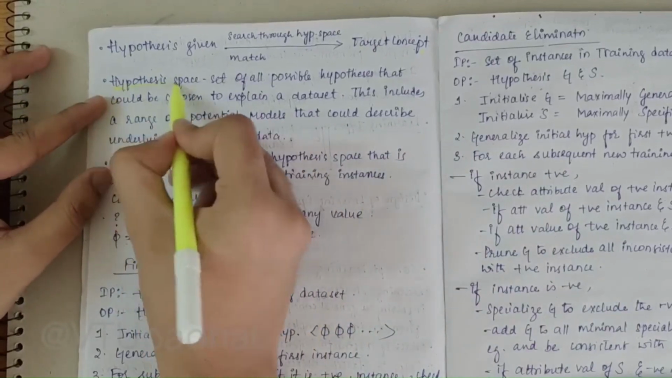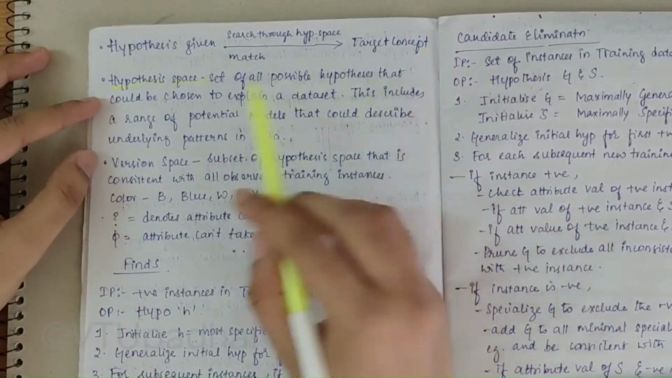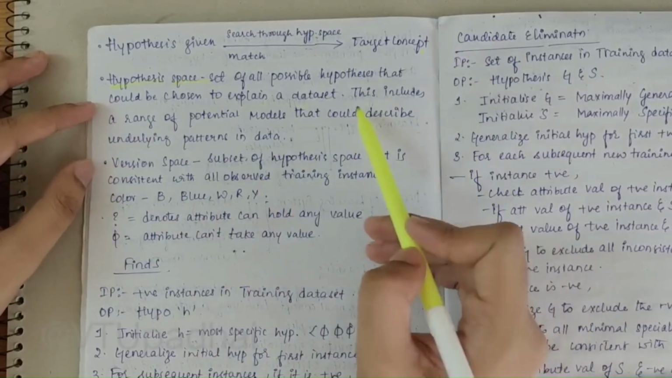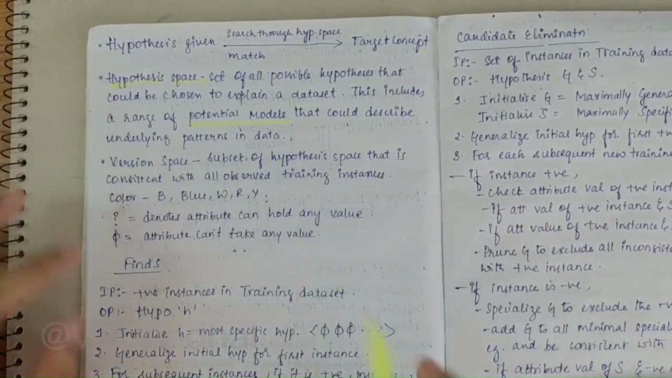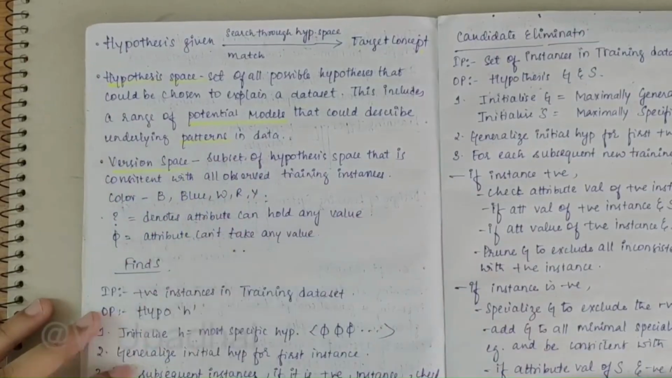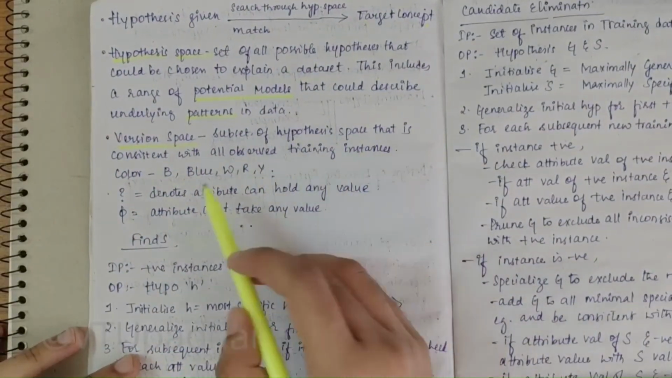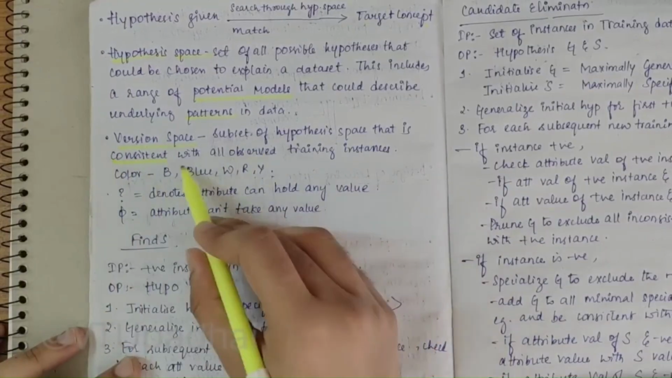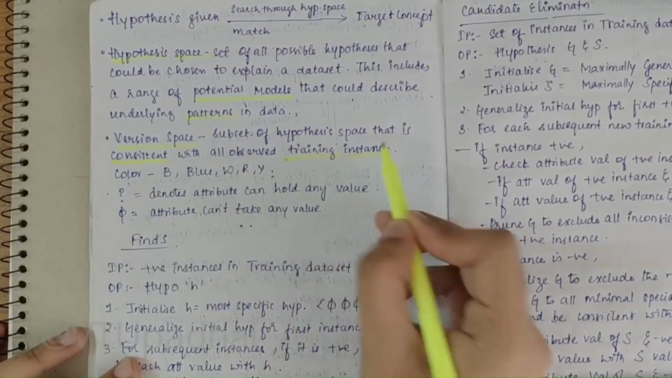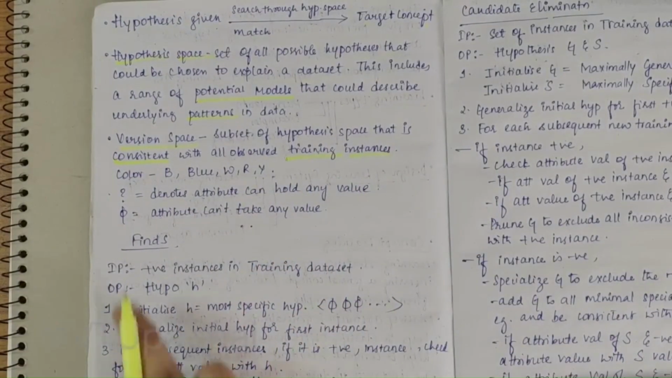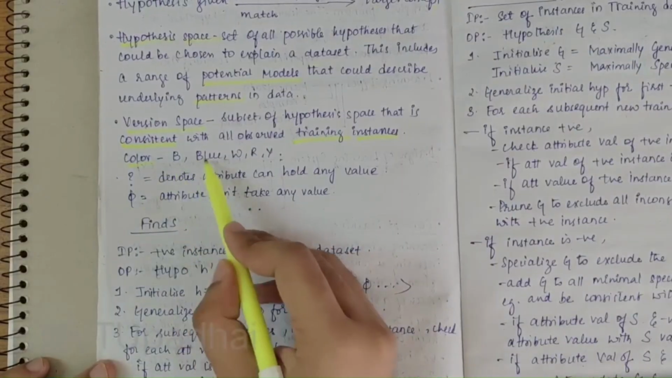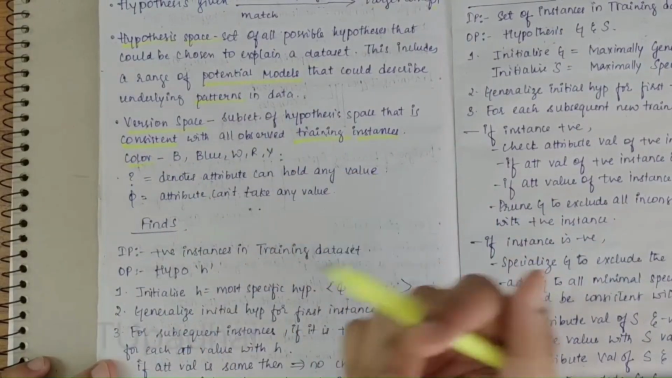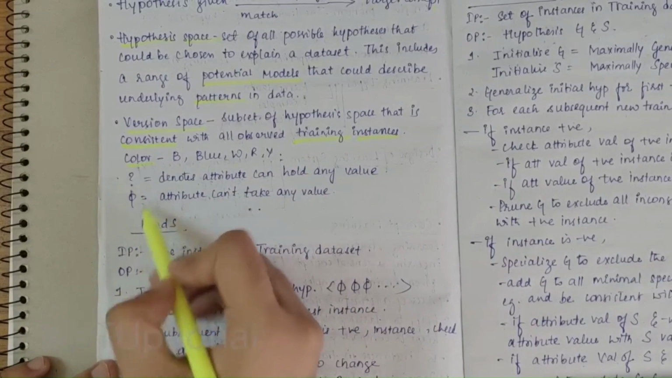Then we have hypothesis space, the set of all possible hypotheses that could be chosen to explain the data set. This includes a range of potential models that could describe underlying patterns in the data. Then we have the version space. Version space is the subset of hypothesis space that is consistent with all observed training instances. Once you obtain the output, I'll explain in Find-S and candidate elimination, we need to derive the version space. For example, color could have black, blue, white, red, yellow. These are the version spaces of color.